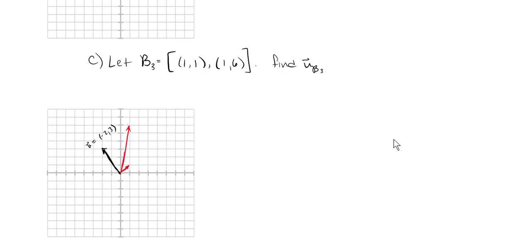Well, we'll set this up the same way as before. We just still want to find those scalars in the linear combination of these basis vectors that make our vector negative 2, 3. So let's see if we can do this. Same way as before. We just set up a linear combination of these basis vectors. I'll still use A1 and A2. You could use any symbols here you like.